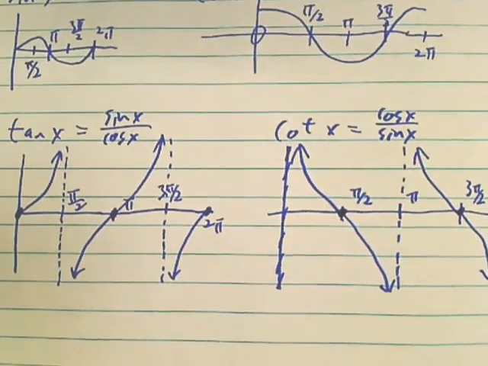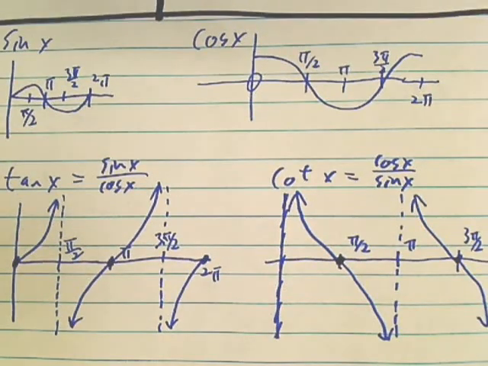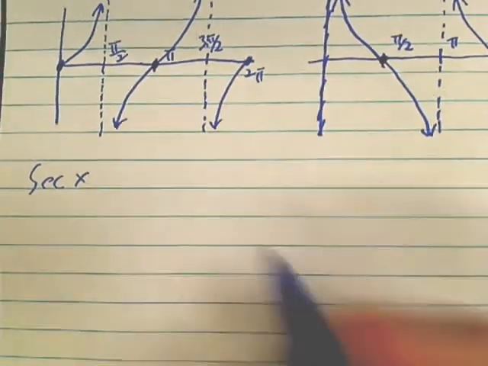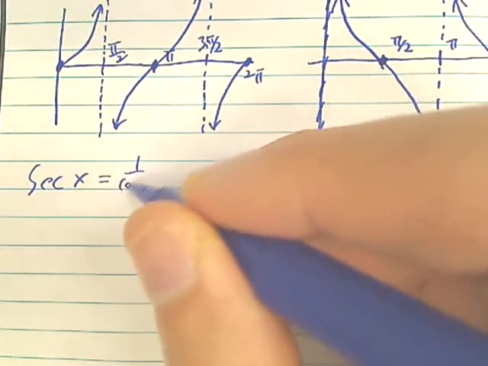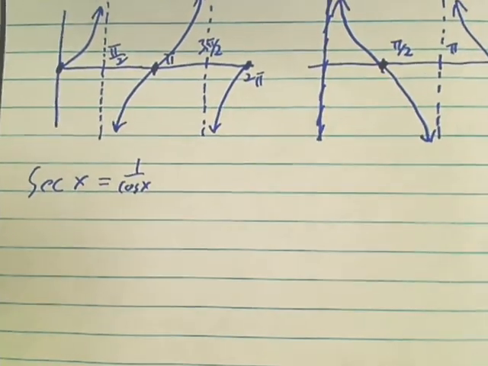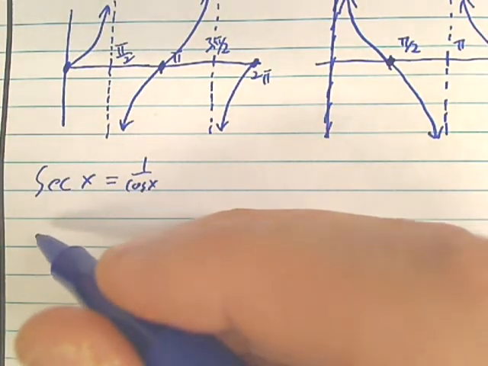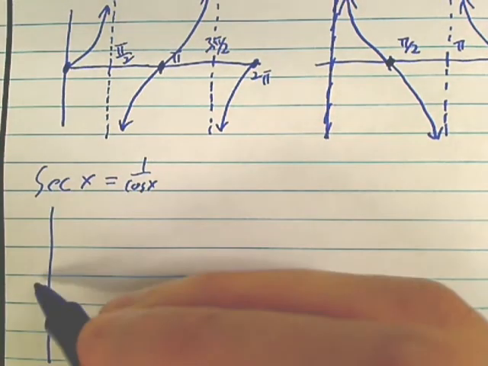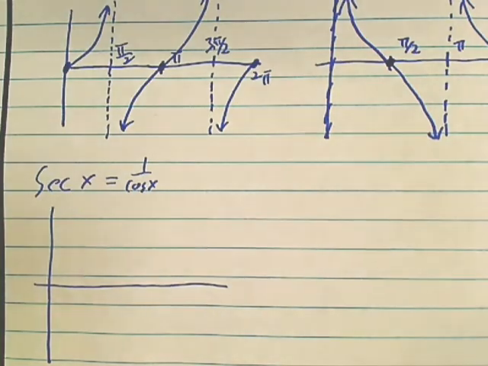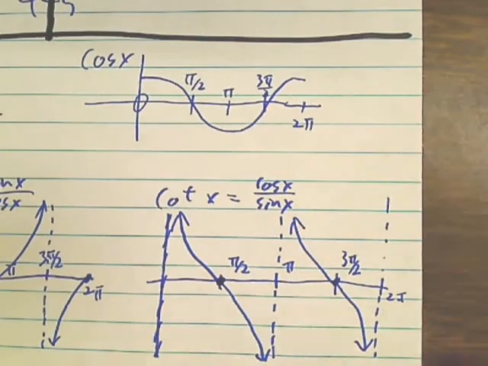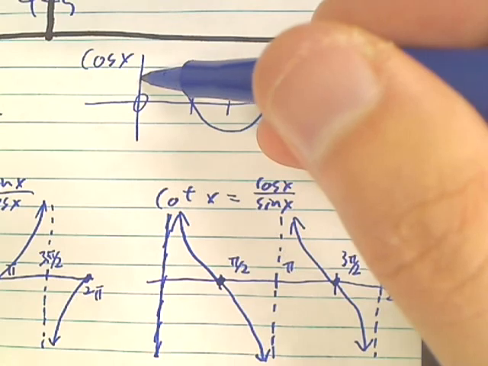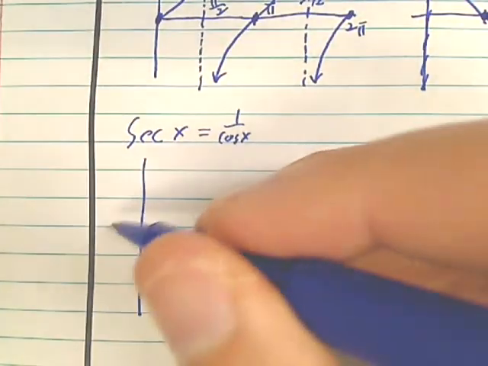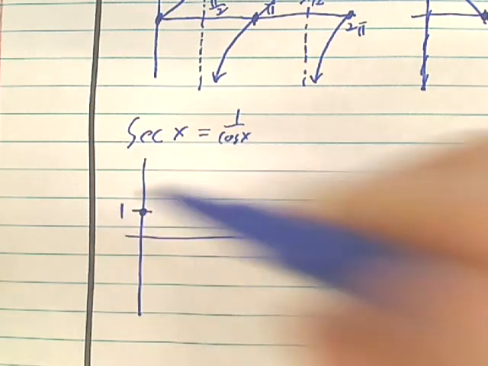We have a couple more. We have secant and cosecant. Secant, if you'll recall, is 1 over cosine. So I need to look at the cosine graph and do the reciprocals of those values. At 0, what's the reciprocal of 1? What's 1 over 1? Well, that's just 1.